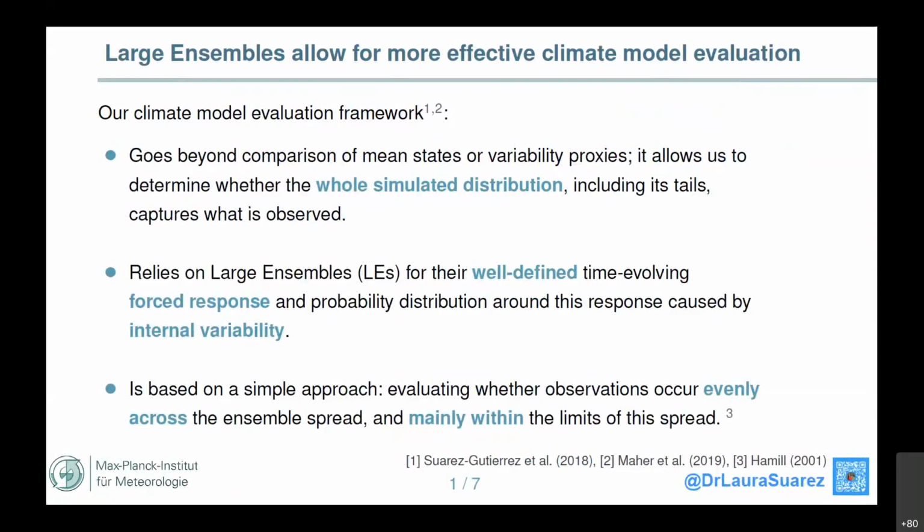So I will introduce you today to our climate model evaluation framework. This evaluation framework goes beyond what we're used to doing by comparing mean states and variability proxies and things like that, and allows us to determine whether the whole simulated distribution, including its tails, captures what we observe. It relies on large ensembles for the well-defined time-evolving forced response and the probability distribution around this response caused by internal variability, and is based on a very simple approach: evaluating whether observations occur evenly across the ensemble spread and mainly within the limits of the ensemble.